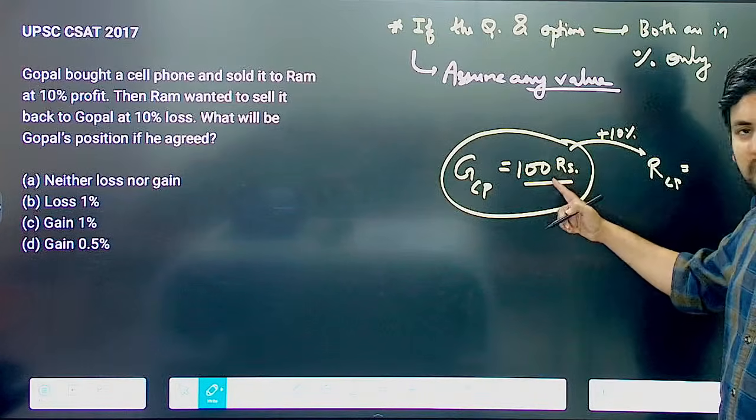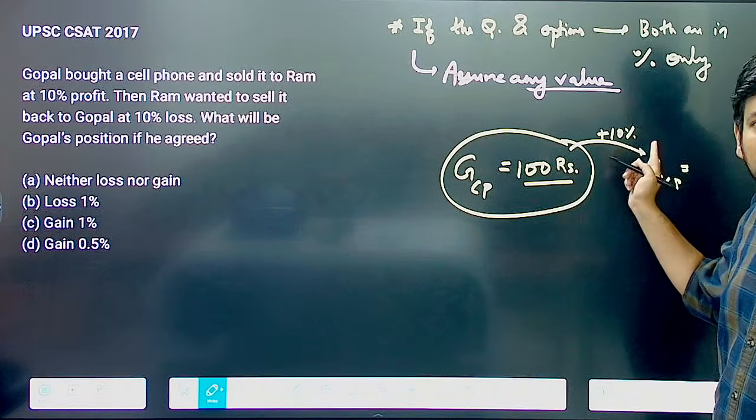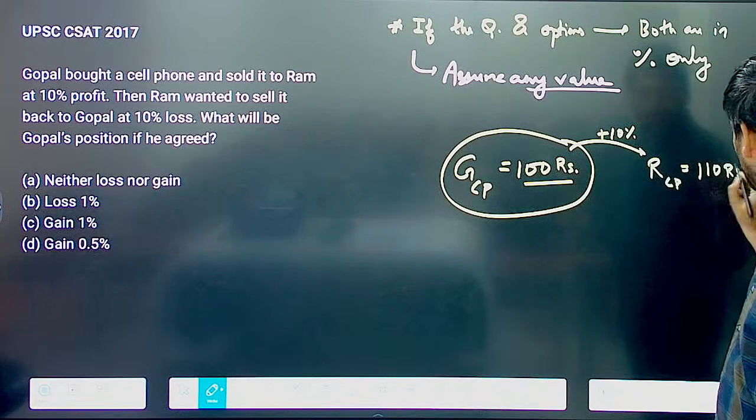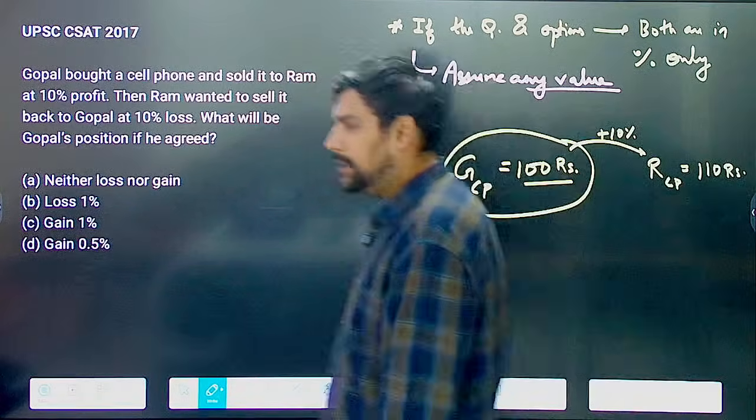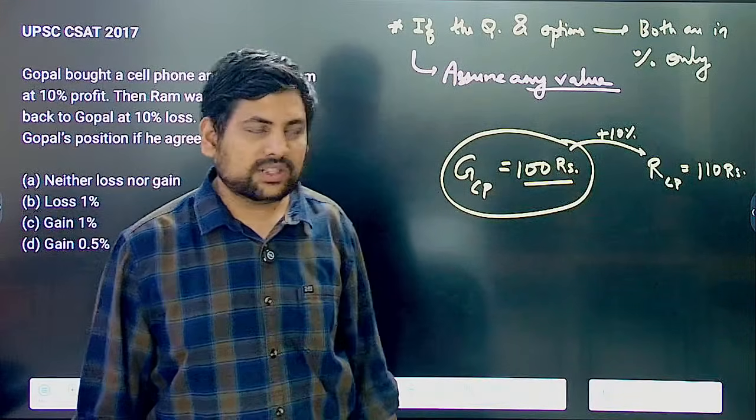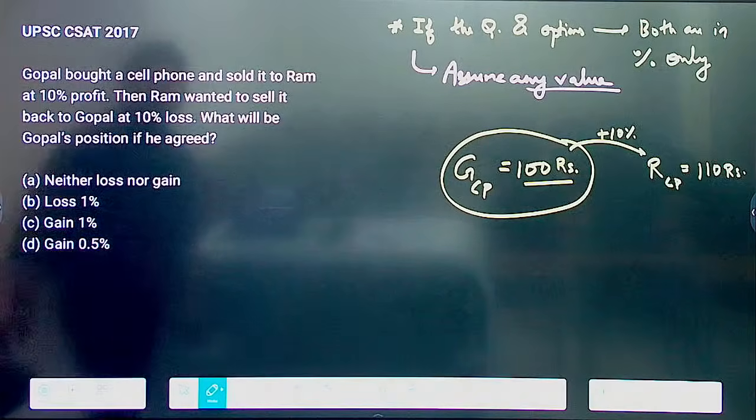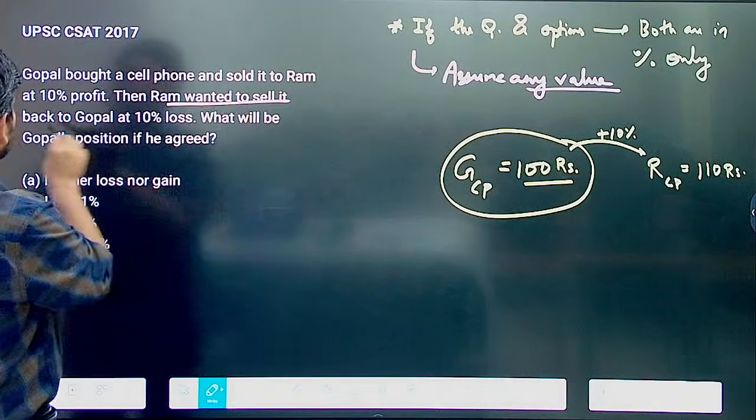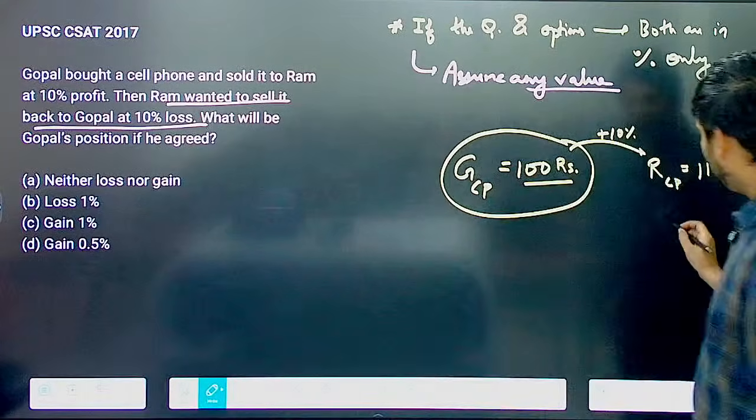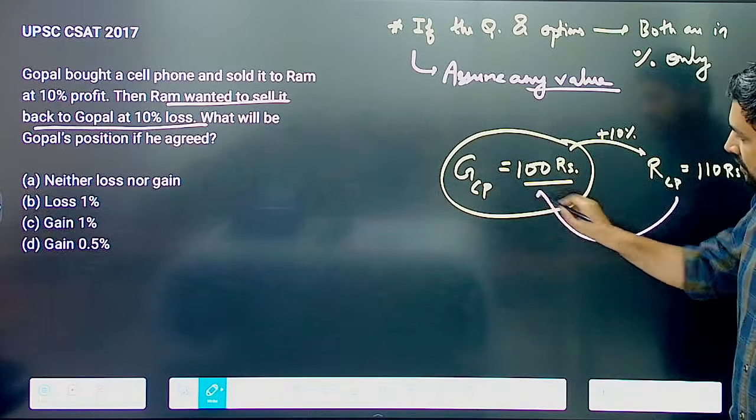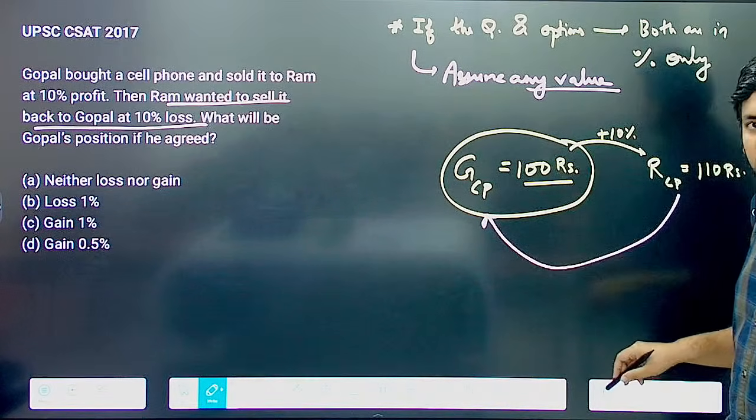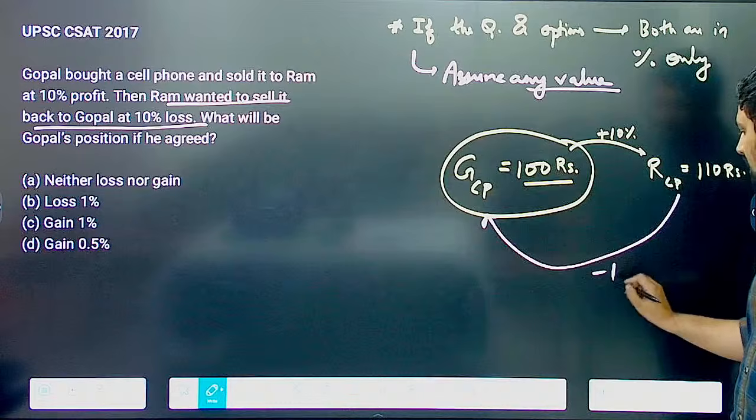If 100 rupees is there, plus 10% means 110 rupees. Right now, Gopal is happy. He has gained 10 rupees. Now, next thing. Then Ram wanted to sell it back to Gopal at 10% loss. So whatever is the cost price for Ram, he wants to sell it back to Gopal at 10% loss.